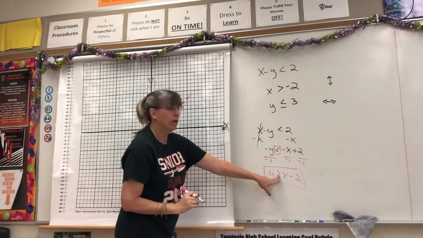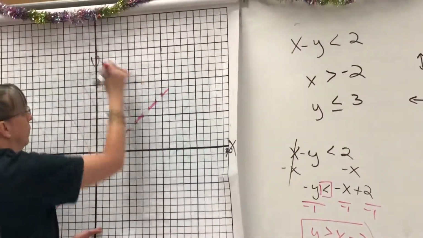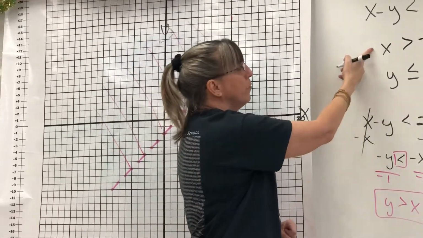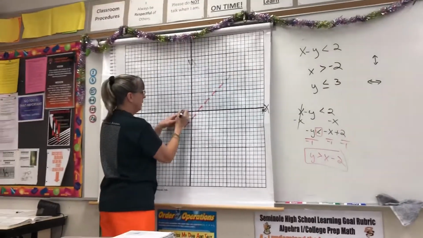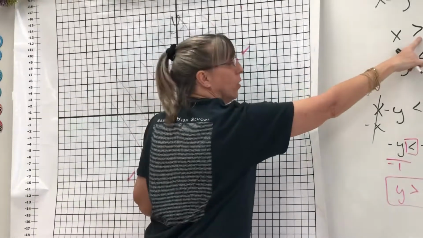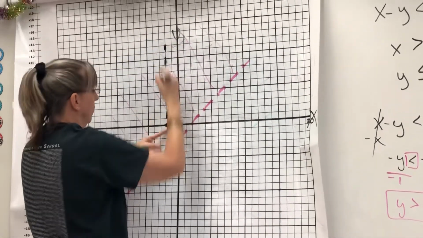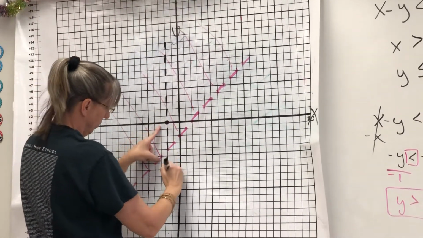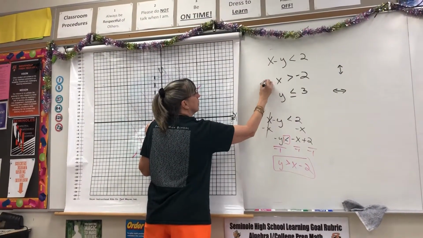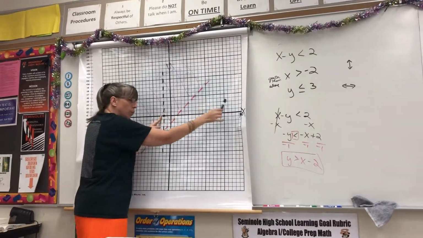And where am I shading? Above. So I'm going to go in this direction. Okay. Then I'm going to do my vertical line at negative 2. Here's my x at negative 2. And it's also dotted because there is no equal sign. Okay, and it is greater than. So it is going to be shaded above. Above is to the right.